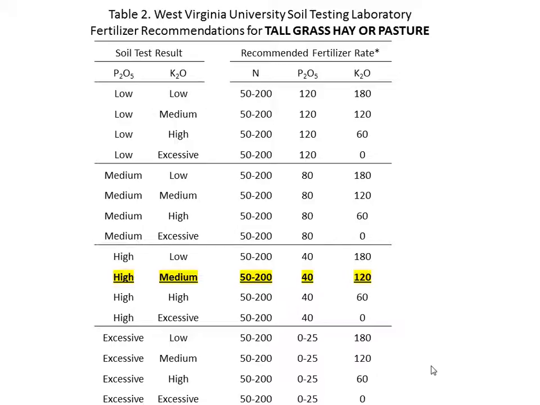If you want a recommendation for your lawn or your garden, check lawn or garden on the box, and then the recommendation will be made from a different table. Okay? Are we all clear? So we've now got our soil test categories, which we then just find on our table. And we were high in phosphorus, medium in potassium. We're going to recommend 50 to 200 pounds of nitrogen.